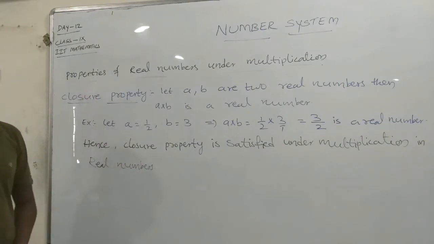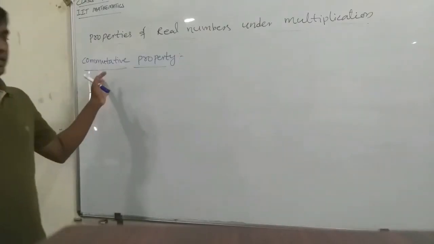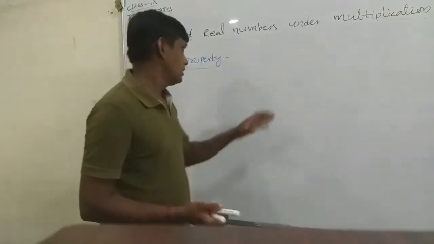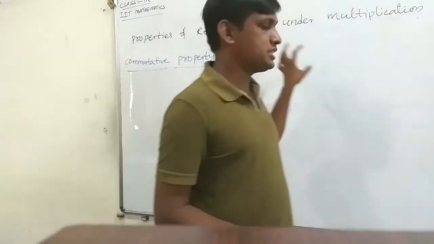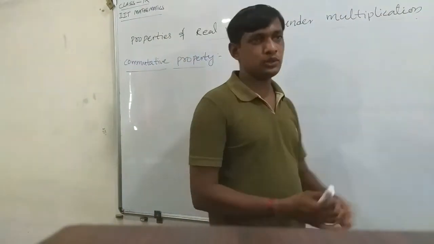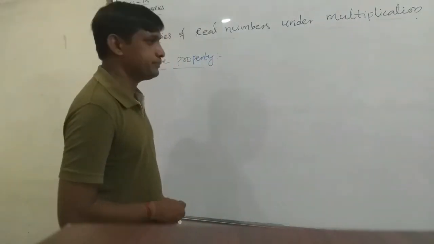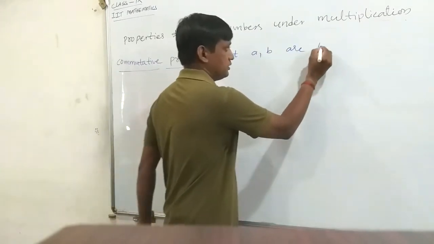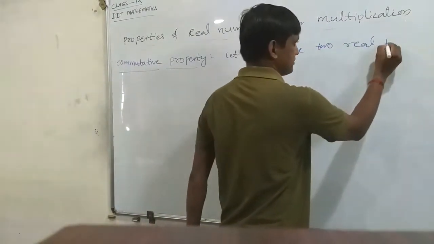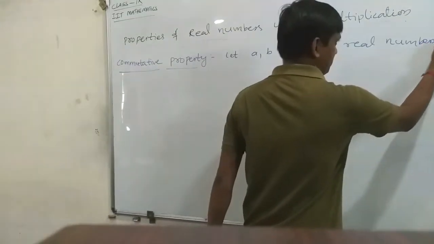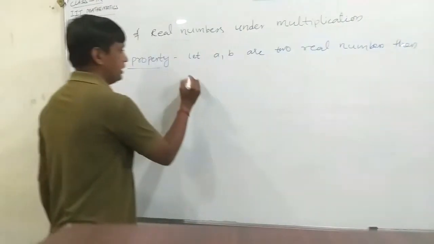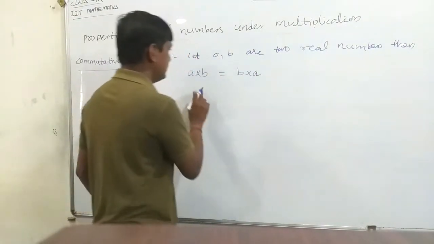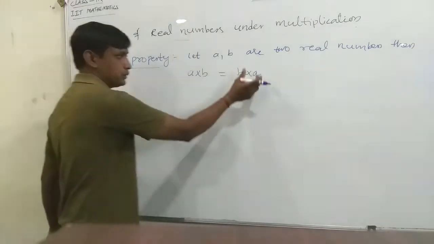So, the next property is commutative property. So here I am going to take two rational numbers. When I am doing this multiplication, the LHS should be equal to the RHS. So here I am taking the general example. Let a, b are two real numbers. Then a into b is equal to b into a. That means LHS should be equal to the RHS.